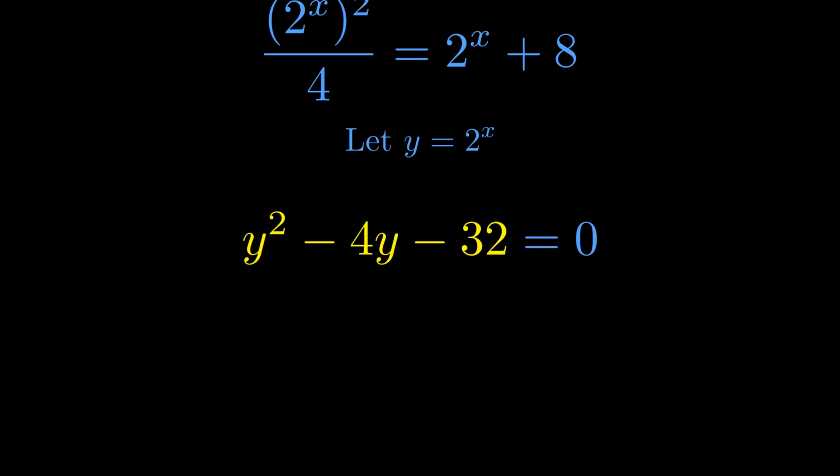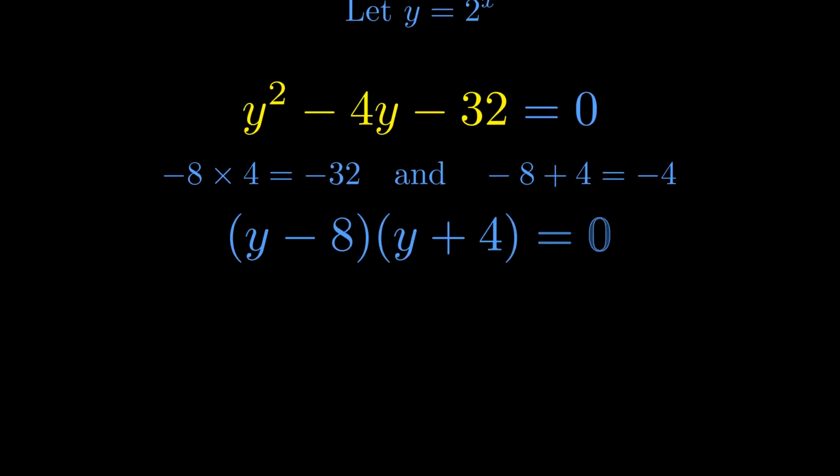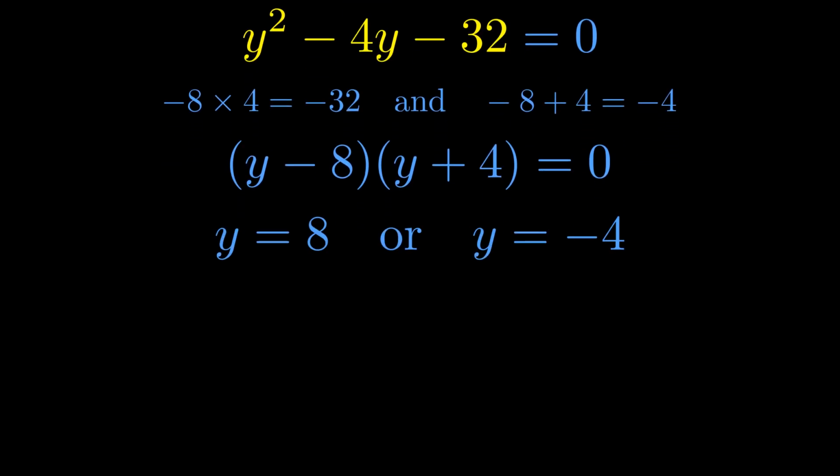Now we can factor this. We need two numbers that multiply to negative 32 and add to negative 4. Those numbers are negative 8 and positive 4. So we can write this in factored form. From the factored form, we get two possible solutions for y, either y equals 8 or y equals negative 4.